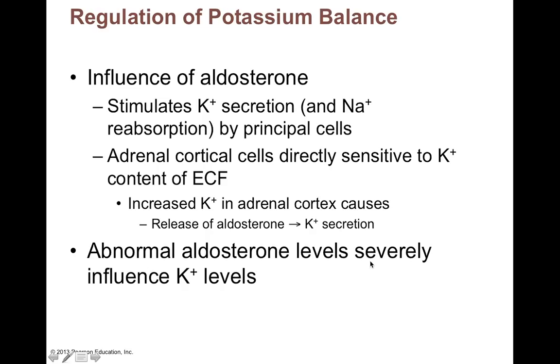So abnormal aldosterone levels can really severely influence potassium, you guys. So let's say if someone had a secreting tumor of the adrenal cortex, and they're getting excessive release of aldosterone, that's going to really dramatically alter the potassium content of their body, right? It's also going to affect your sodium too. But with respect to your neuromuscular system here, we said potassium is more important. And so you're going to see pretty dramatic changes in how excitable their muscles and nerves are.